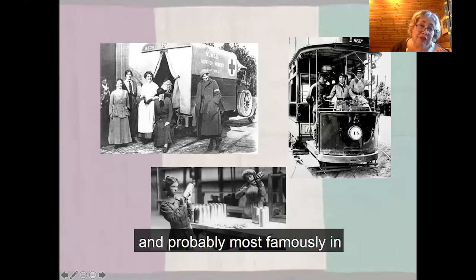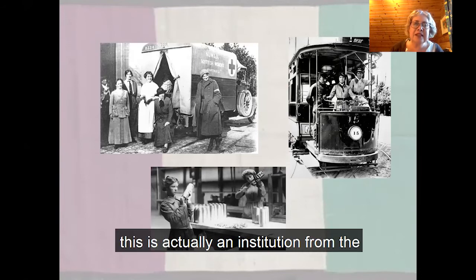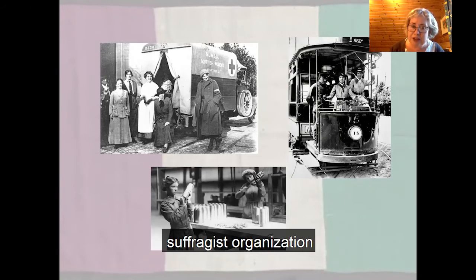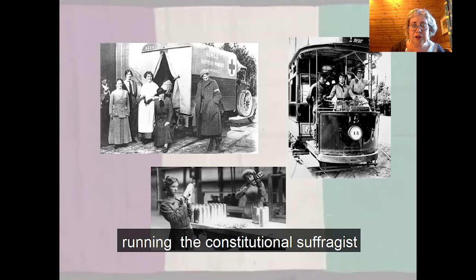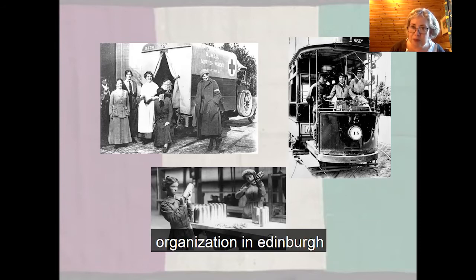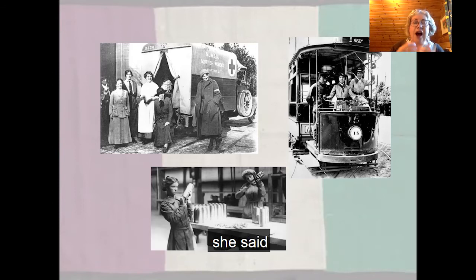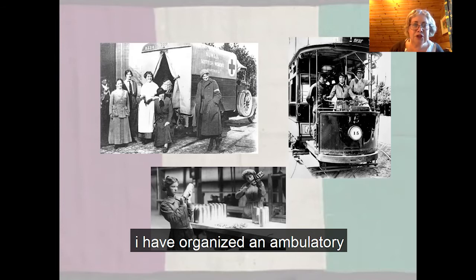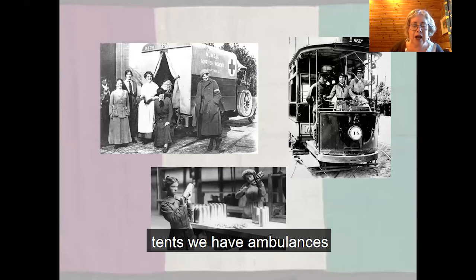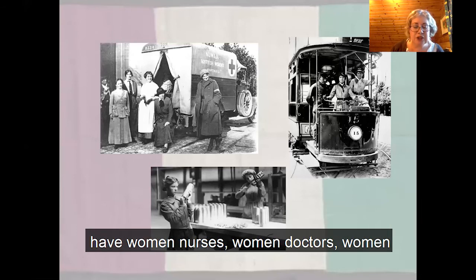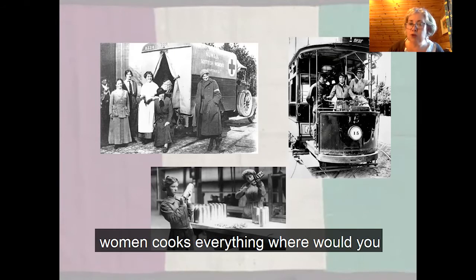And probably most famously in Scotland, we have the institution of the Scottish Women's Hospitals. This is actually an institution from the suffragist organisation. We have Dr. Elsie Inglis, who had been very involved in running the constitutional suffragist organisation in Edinburgh. At the beginning of the war, she goes to London, she goes to the War Office, and she said, I have organised an ambulatory hospital. We can go anywhere. We have tents, we have ambulances. We are completely staffed by women. We have women nurses, women doctors, women ambulance drivers, women cooks, everything. Where would you like us to go?